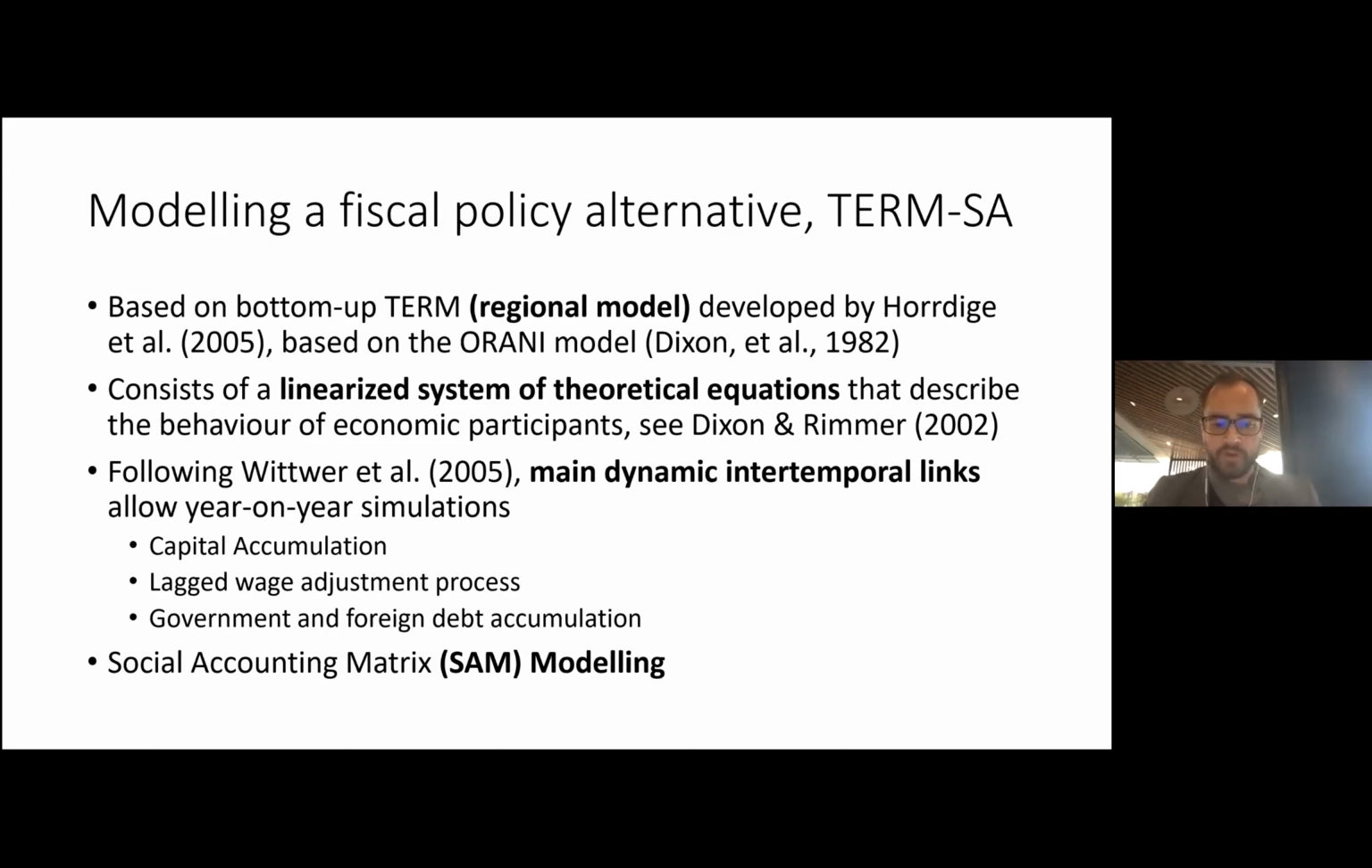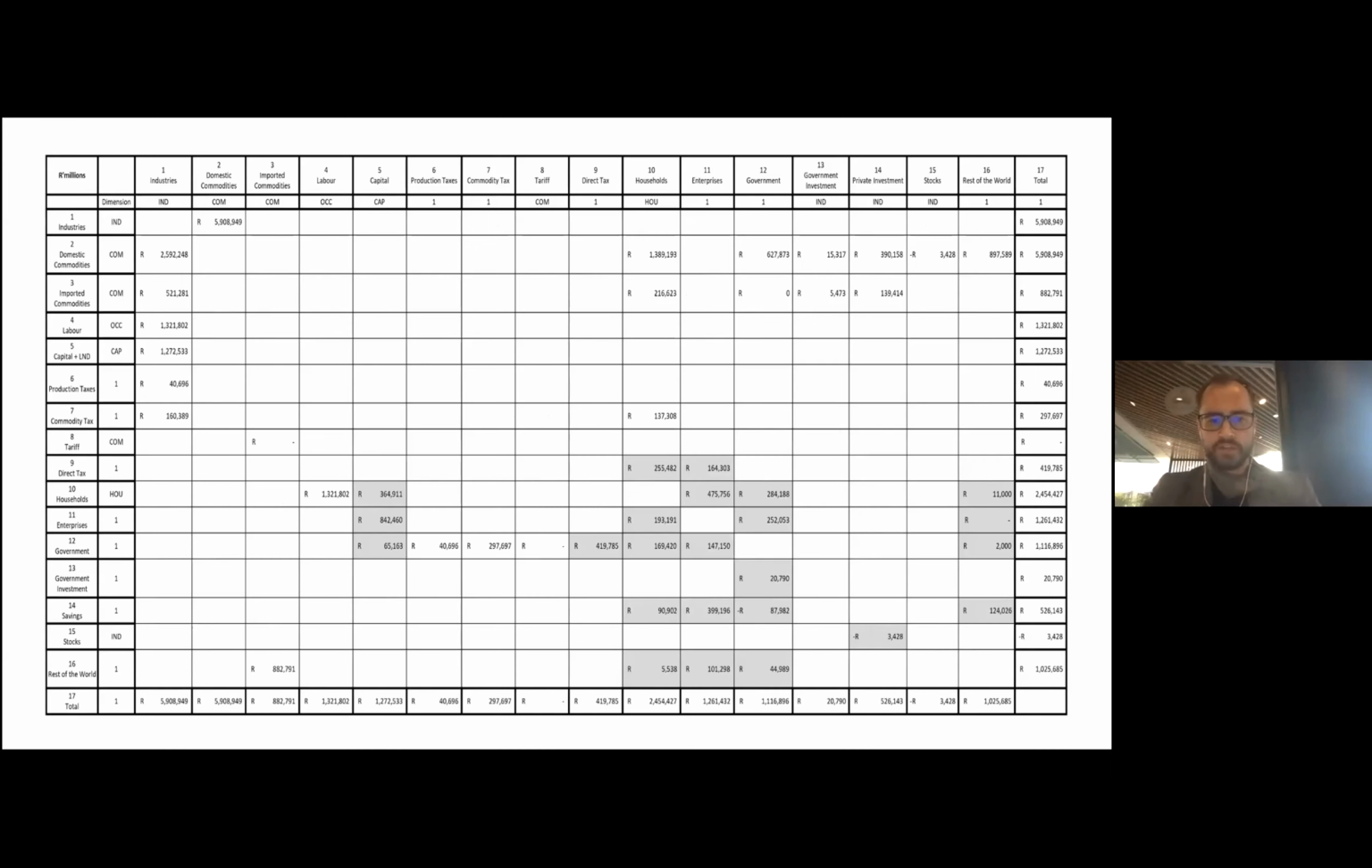There are a couple of other examples. There was one ID Gem, Effect Gem, and a couple of others. We just added some more dynamics to that. This is the SAM for South Africa, the 2012 SAM updated to 2015 figures. I'm assuming most of you know how a social accounting matrix works.